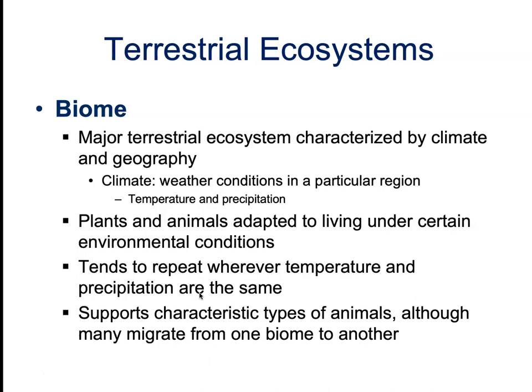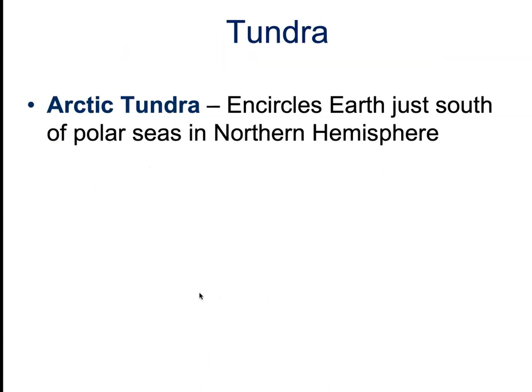So we're going to move on to studying the main features of the major biomes, beginning with the tundra. There are two tundra regions that we are going to be talking about, starting off with the Arctic tundra. The Arctic tundra encircles the Earth just south of the polar seas in the northern hemisphere. This biome is going to be characterized by being very cold and very dark most of the year. So the temperature is cold. There's very little sunlight. There's also going to be very little precipitation. This biome has extremely long, cold, harsh winters and very, very short summers.